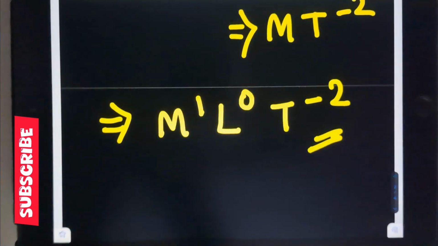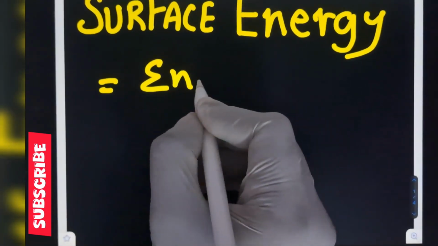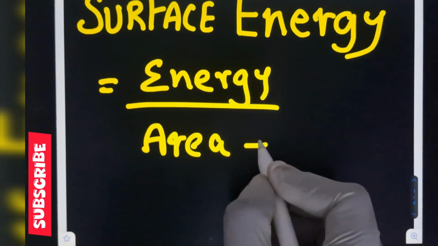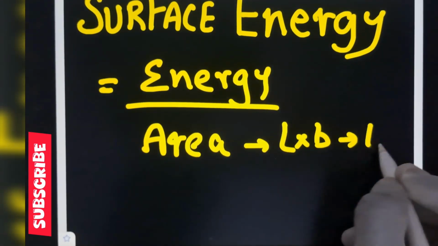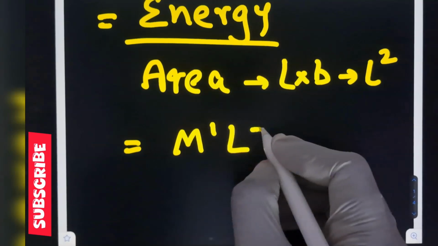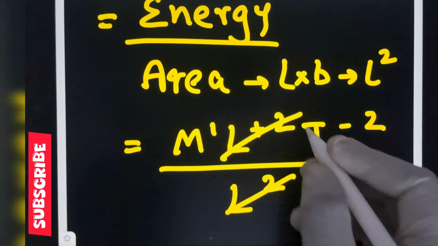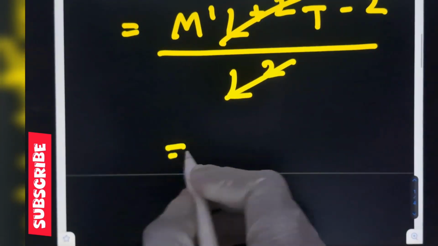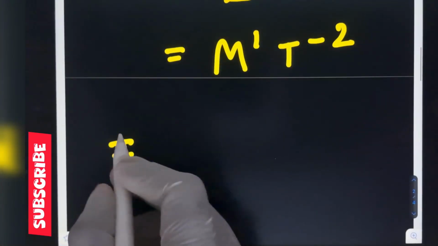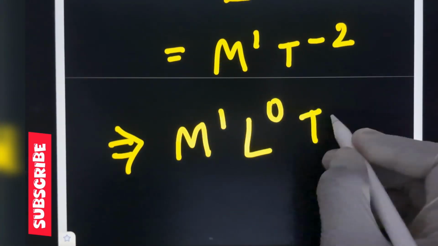Dimensional formula of surface energy. The surface energy formula is energy by area. You can check the energy dimensional formula in our channel in the playlist, and the area is length into breadth, and it is L square. The energy dimensional formula is m L power 2 t power minus 2 by area L square, and L square gets cancelled, and finally it is m power 1 t power minus 2. The dimensional formula of surface energy is m power 1 L power 0 t power minus 2.